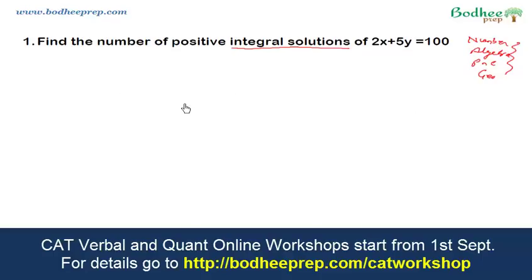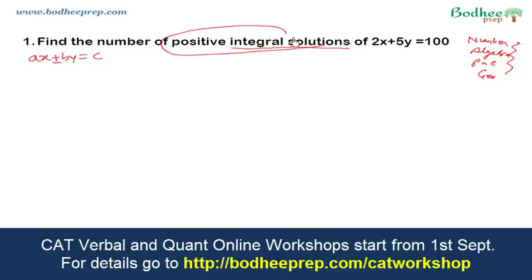This is, I would say, one of the basic questions under integral solutions, which I call of the form ax plus minus by is equal to c, where a, b, c are also integers, and we need to find the integral value of x and y, or the integral pairs of x and y, right? So in this question, we need to find the positive integral solution.